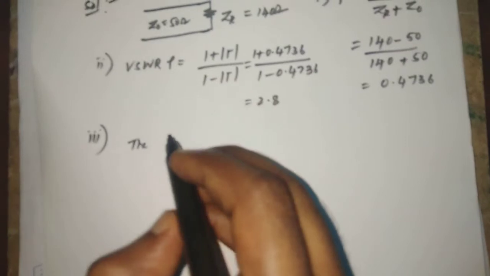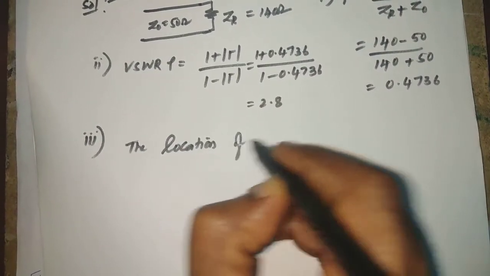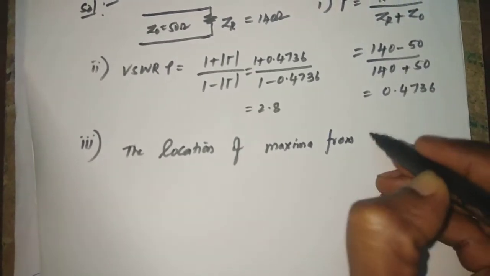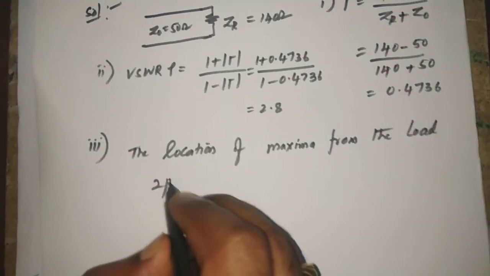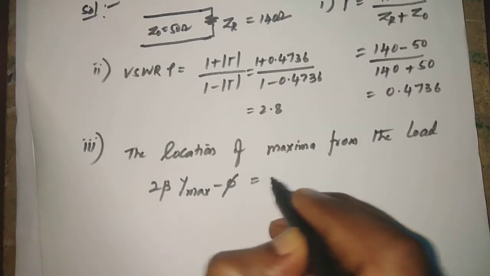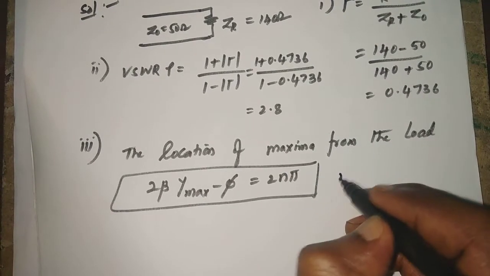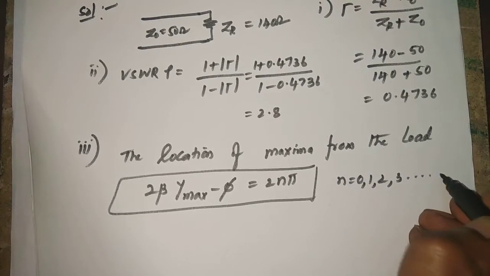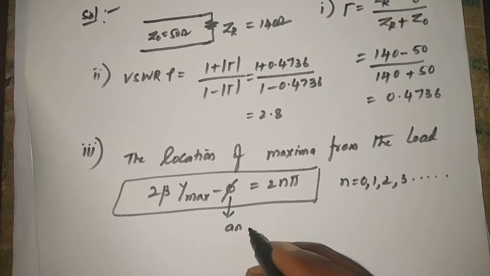Coming to the third part, the location of maxima from the load is given by the formula 2 beta y max minus phi equals 2n pi, where n takes the values 0, 1, 2, 3 and so on, and phi gives the angle of the reflection coefficient.